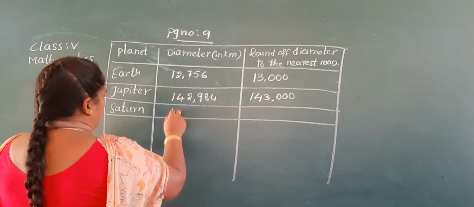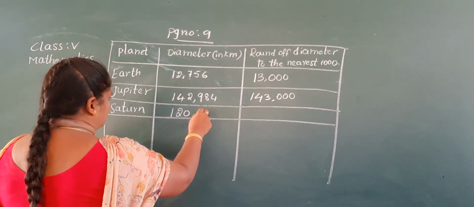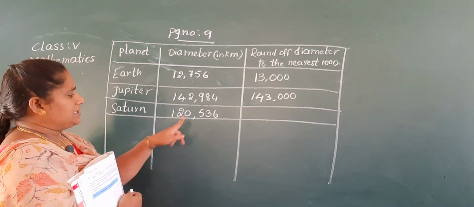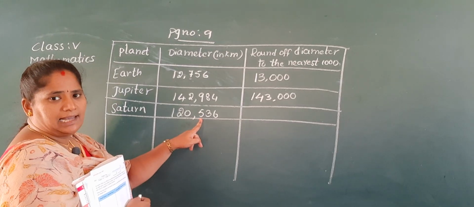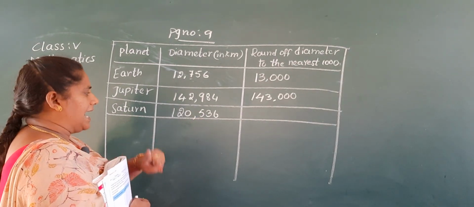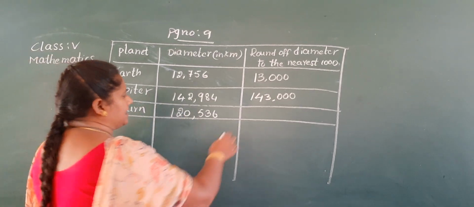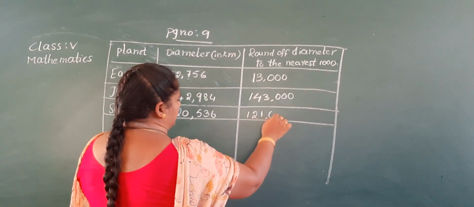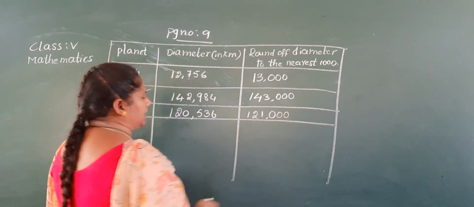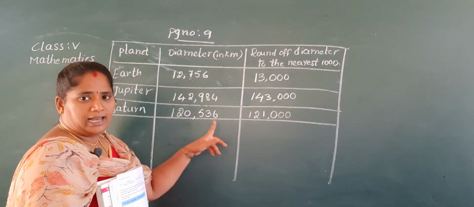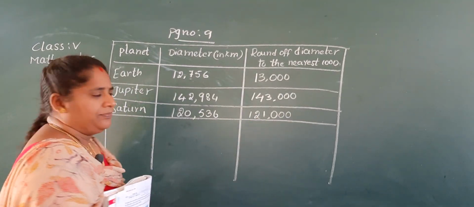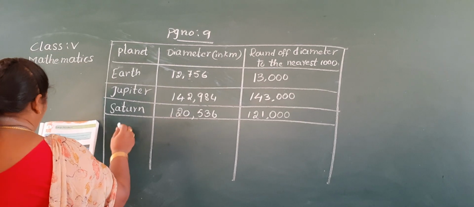And next, Saturn. The Saturn diameter is 120,536. Again you see the digit at the hundreds place. It is 5. So 5 is equal to 5. That means you should add 1 to the thousands place, and the digits at the hundreds, tens and ones places become 0. So this number is rounded off to 121,000.